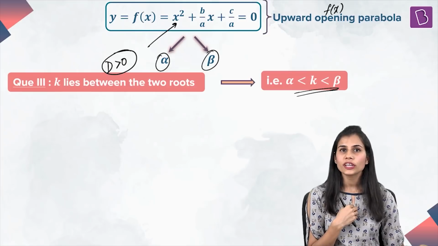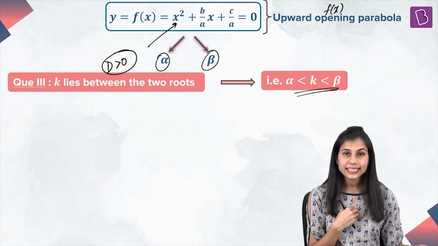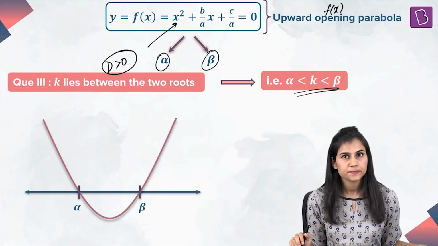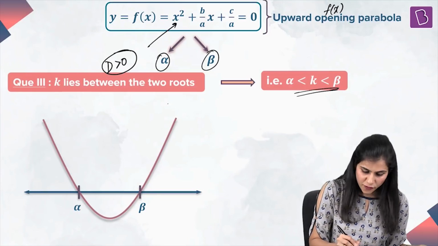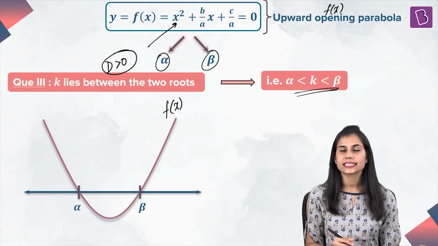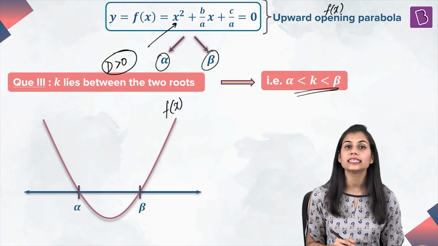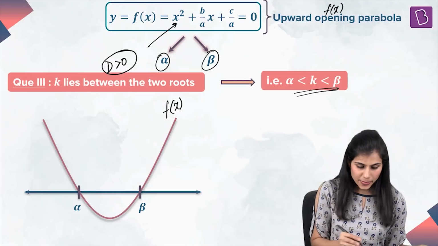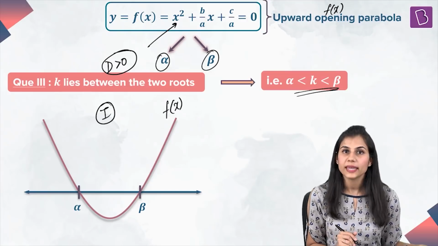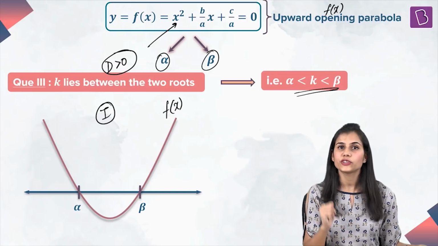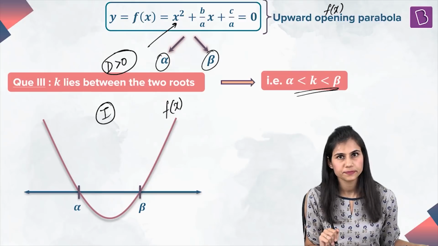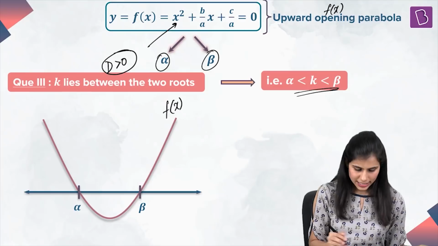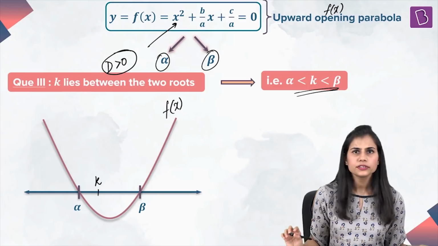That means we are only going to get a parabola which is intersecting the x-axis at two distinct points. Right? f of x will be a parabola intersecting the x-axis at two distinct points representing the two distinct real roots of my quadratic equation. This is the only type of behavior of the upward opening parabola that you can get in this particular question. If you want k to lie between the roots, that means k will lie anywhere here, between the roots.